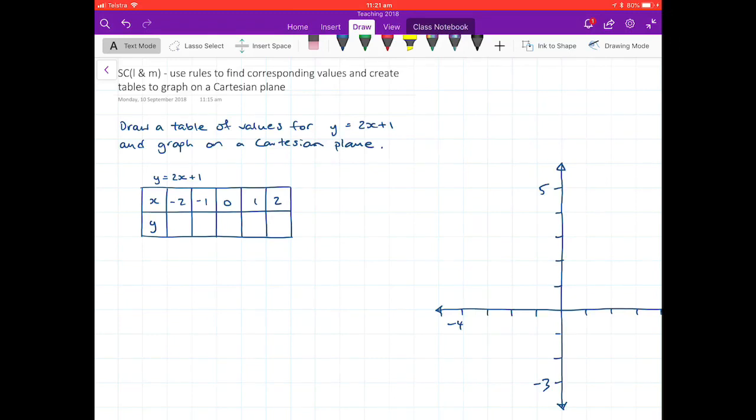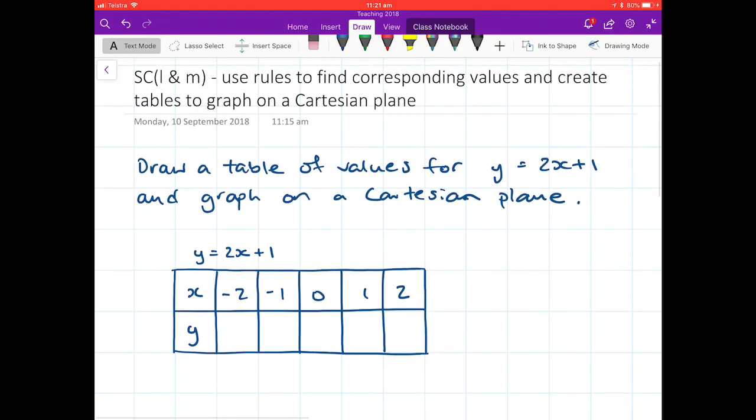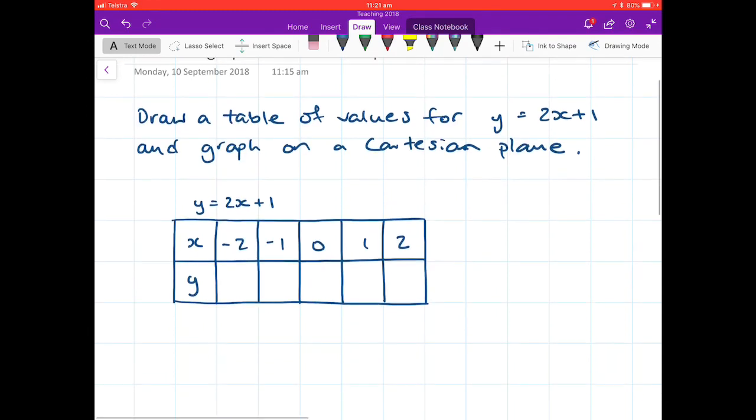Okay guys, looking at success criteria L and M here, which is looking at using rules to find corresponding values to create tables and then to graph on a Cartesian plane. So on the left hand side here we've got a question about drawing a table of values for y equals 2x plus 1 and graph on a Cartesian plane.